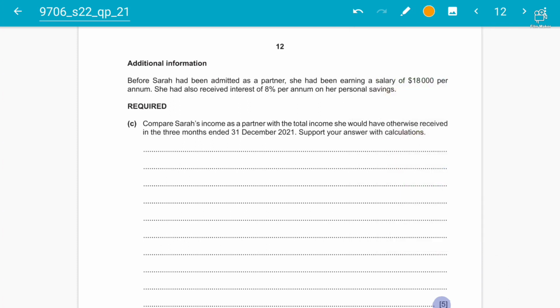We need to understand that before Sarah had been admitted as a partner, she had been earning a salary of 18,000 per annum. She had also received interest of 8% per annum on her personal savings. Now we have to compare Sarah's income as a partner with the total income she would have otherwise received in the 3 months ended 31st December 2021. We have to support your answer with calculations as well.